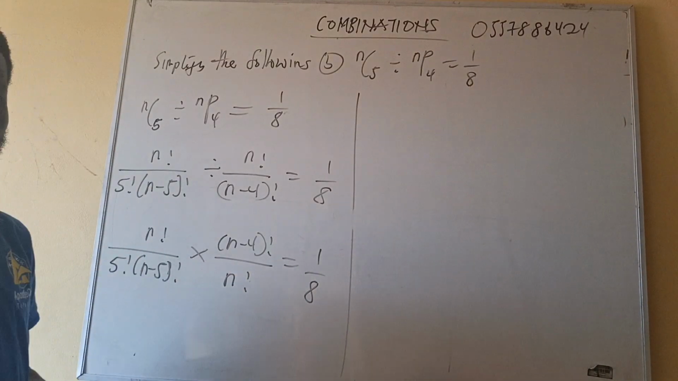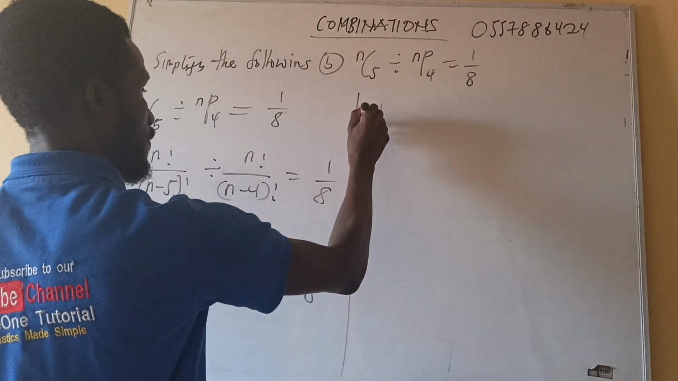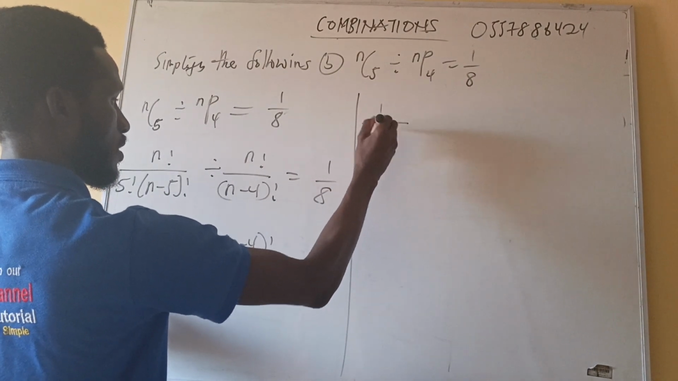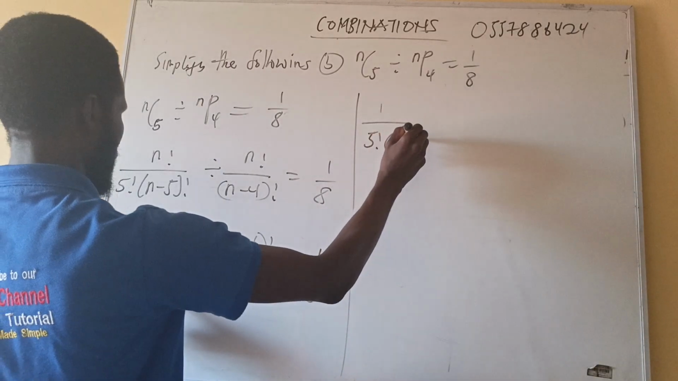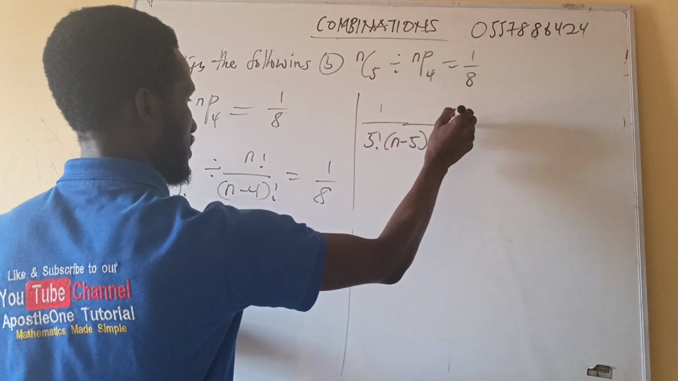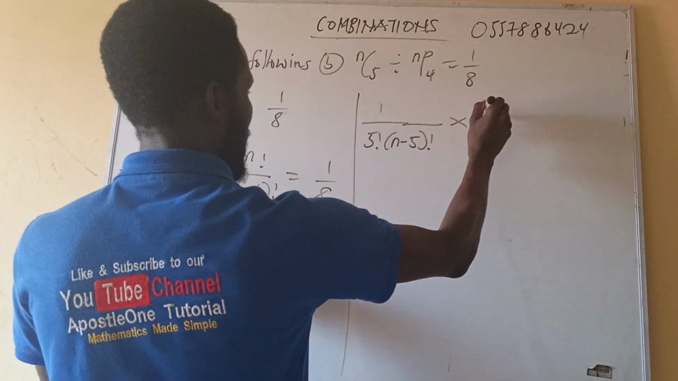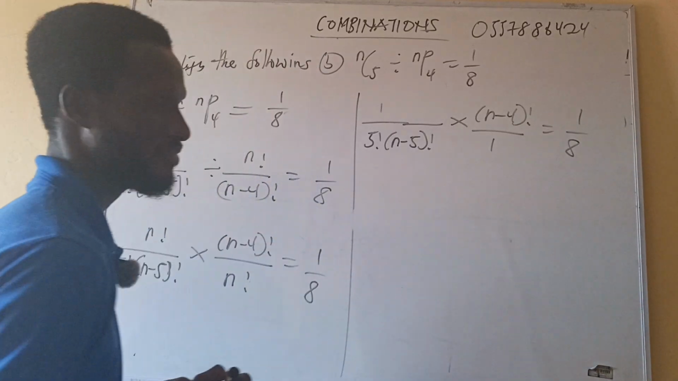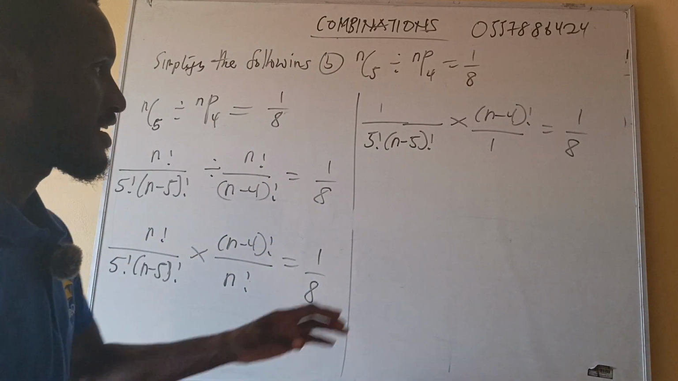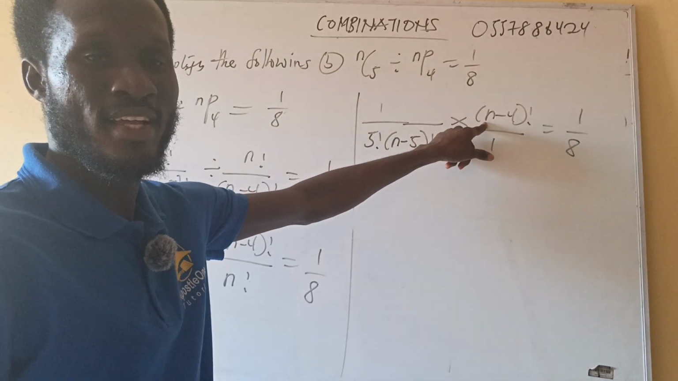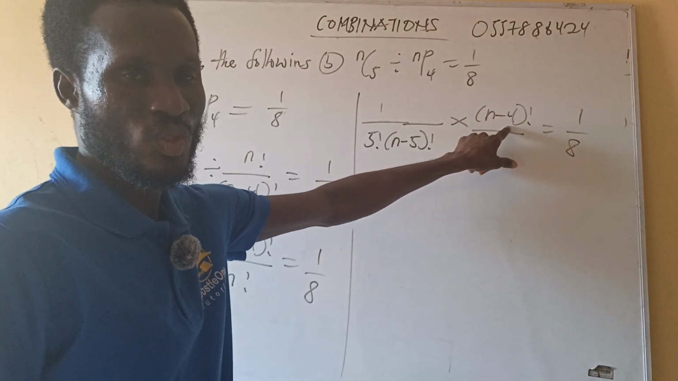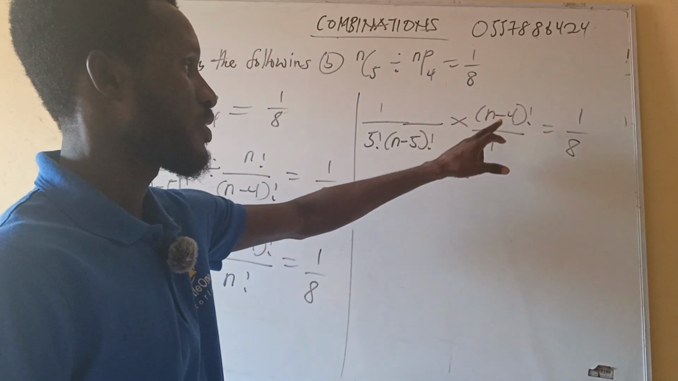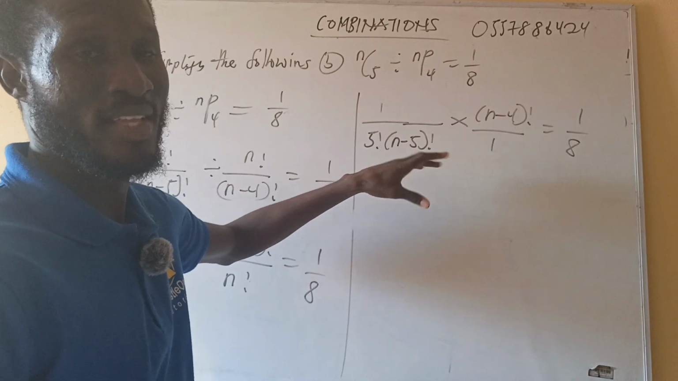Now n factorial will cancel. You get it? So I'm going to get 1 over 5 factorial multiplying n minus 5 factorial, times this one, that is n minus 4 factorial divided by 1, equal to 1 out of 8. Now you see how simple it is? Now let me break this one down, because if I try to expand the factorial, the first one will be n minus 4, the second one will be n minus 5. So the n minus 5 can cancel this n minus 5, then I'm done getting the answer.